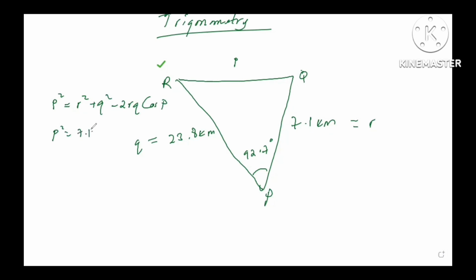7.1 kilometers. Then we square this. Yeah. Then plus, what is our Q? 23.8 kilometers. So it is 23.8 kilometers. Then we square this. Then let me just erase this pattern. All right. Okay, since we know the value of Q there.